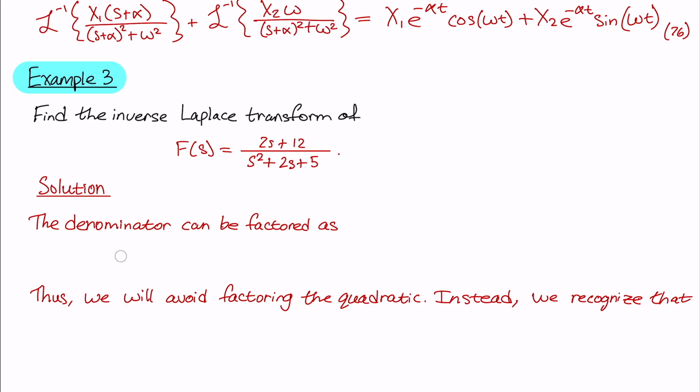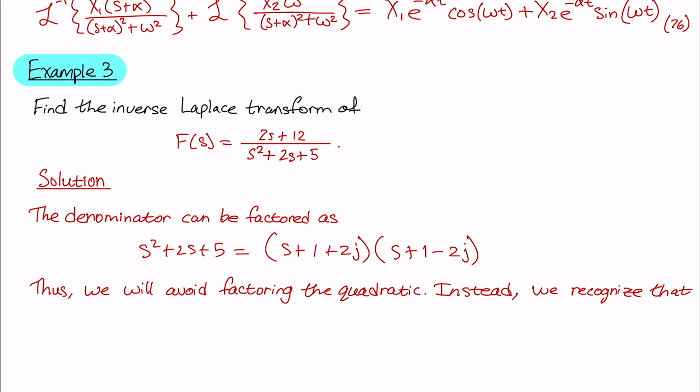You can factor this denominator, s squared plus 2s plus 5, as s plus 1 plus 2j, so that's our first complex root, and then s plus 1 minus 2j. That's our complex conjugate pole. Because we get complex numbers here, we're going to avoid factoring that quadratic expression, and instead we're going to recognize, or at least attempt to do this.